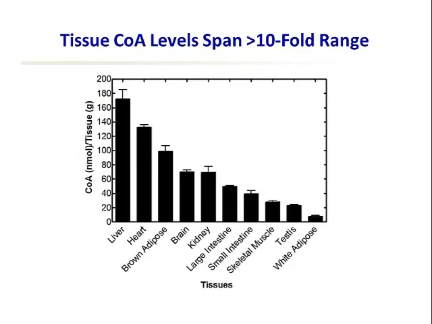The tissue CoA levels span more than a 10-fold range, and those with the highest oxidation rates have the highest CoA, such as liver, heart, and brown adipose tissue. In these tissues, Pank 1 is the dominant isoform, and it also is the least sensitive to feedback inhibition. So the Pank expression profile determines, at least in part, the function of the different mammalian tissues.